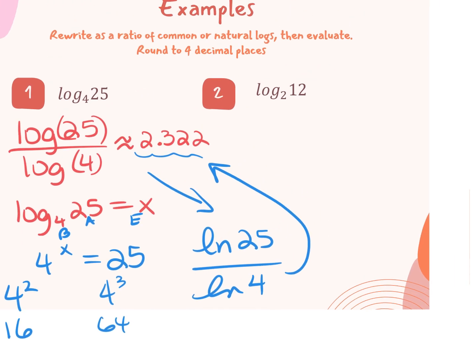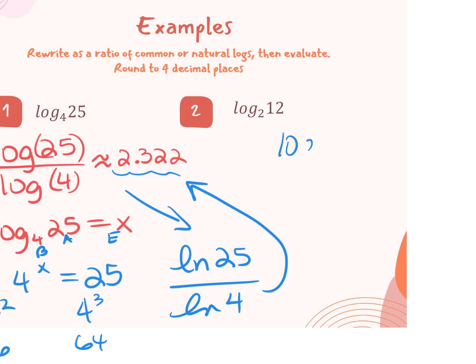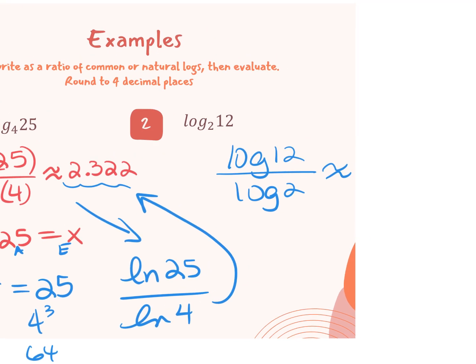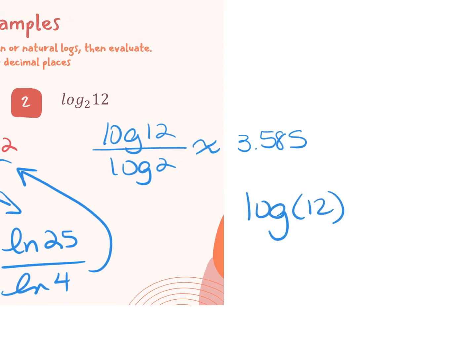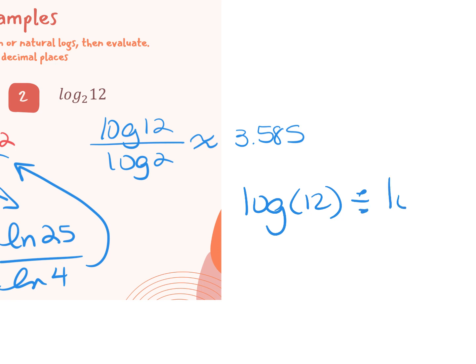For the next one, again, the ratio would be log of 12, log of 2, and this will be approximately 3.585. If you're going to just use this ratio, what you're going to type in your calculator, you'll hit the log button, it'll open a parentheses, and then you're going to do divided by, then you'll hit the log button again, put the 2, close the parentheses, hit enter. So you don't have to enter it as a fraction, you can use the division.